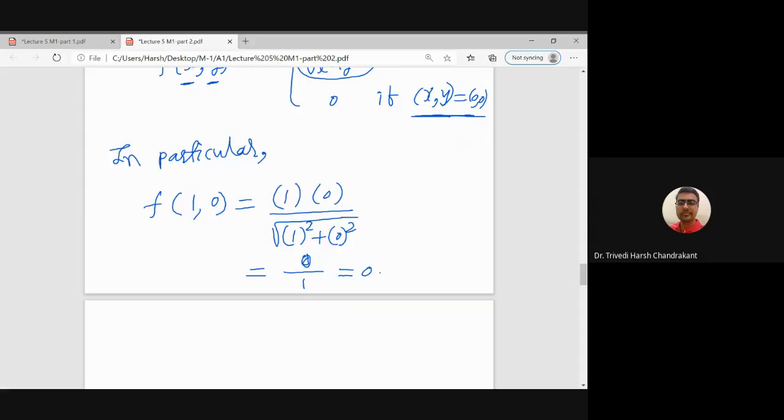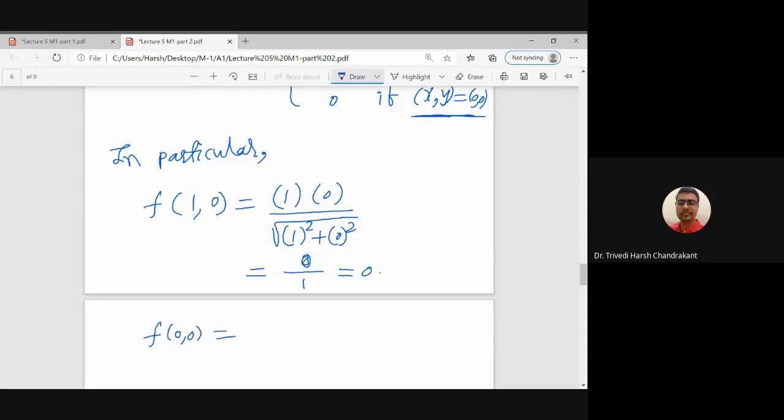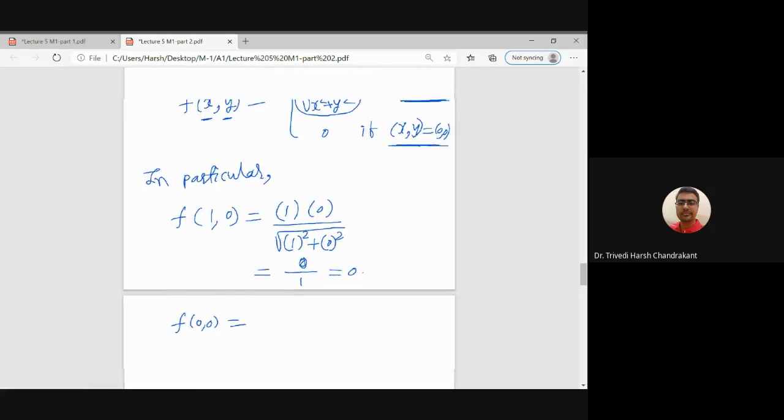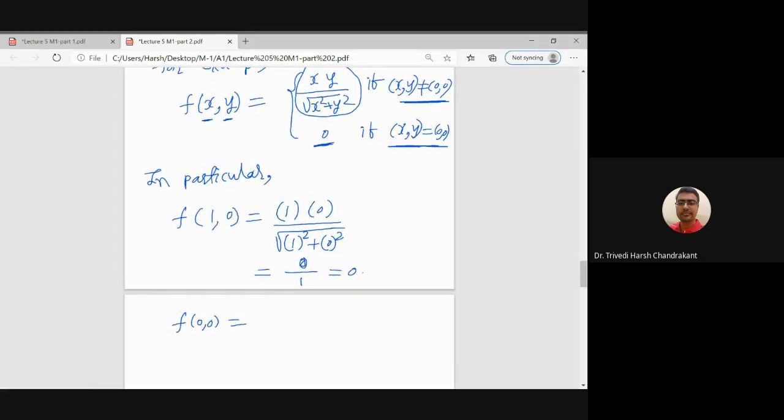Right, what is f of 0 0? So at 0 comma 0, the value of the function is already given to be 0. So we'll apply the direct definition of the function.